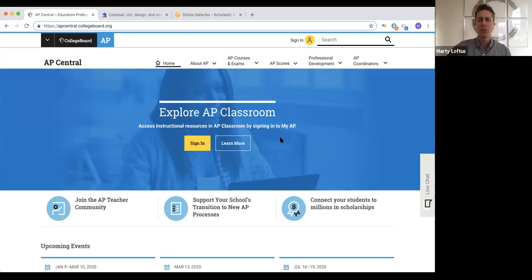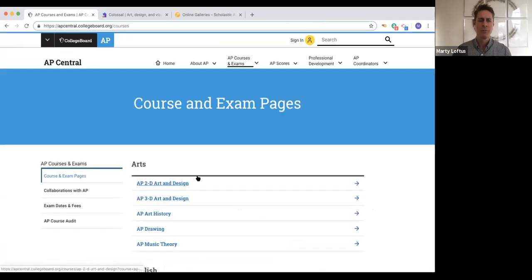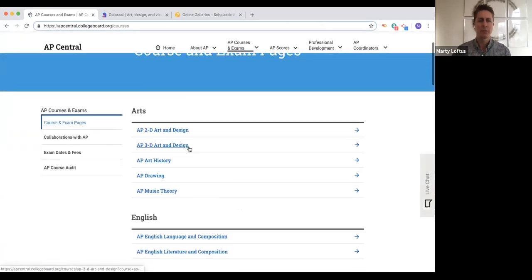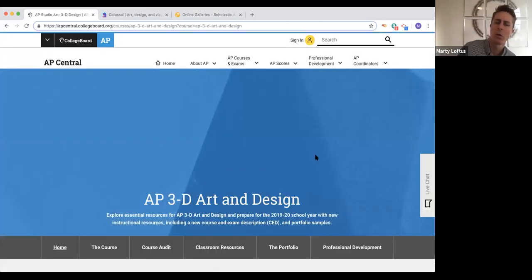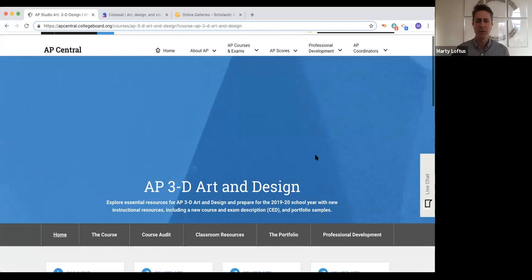apcentral.collegeboard.org, here's where you're going to find your information for your AP portfolios. If we click up here to AP Courses and Exams, to course and exam pages, conveniently right here at the top of the page, we have the arts, and here is AP 3D Art and Design. We'll look a little bit more at these pages in the upcoming videos.